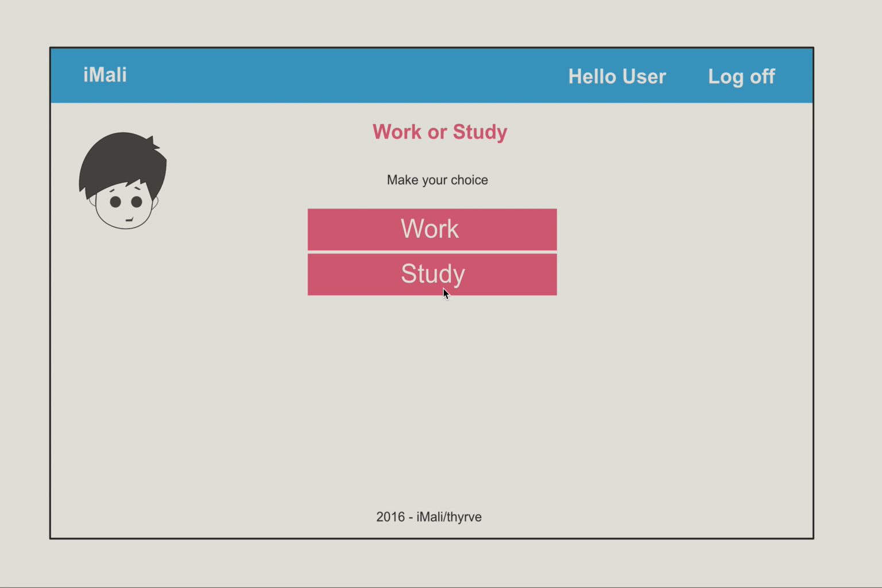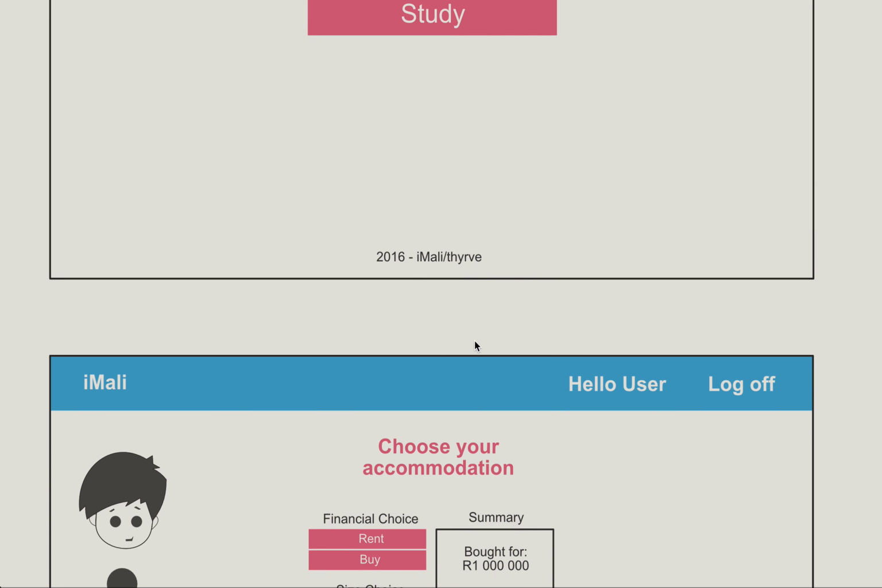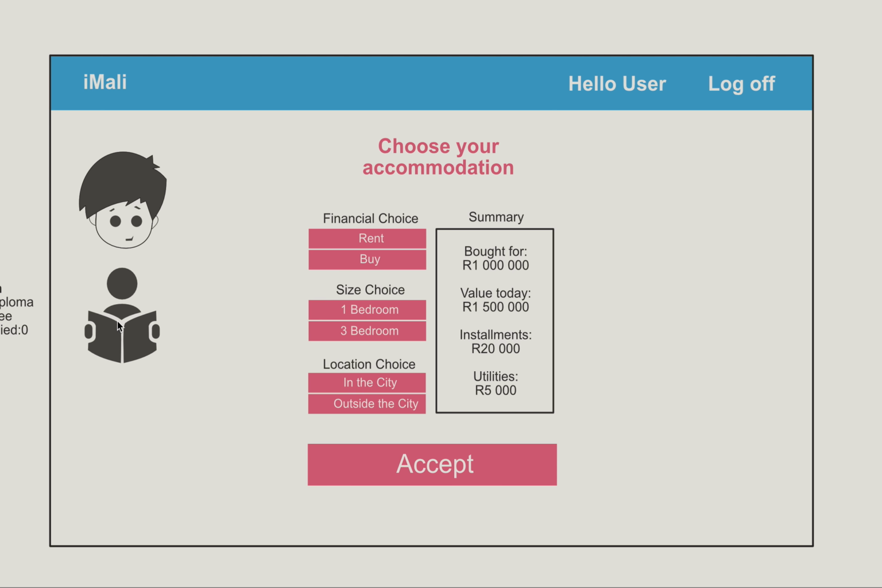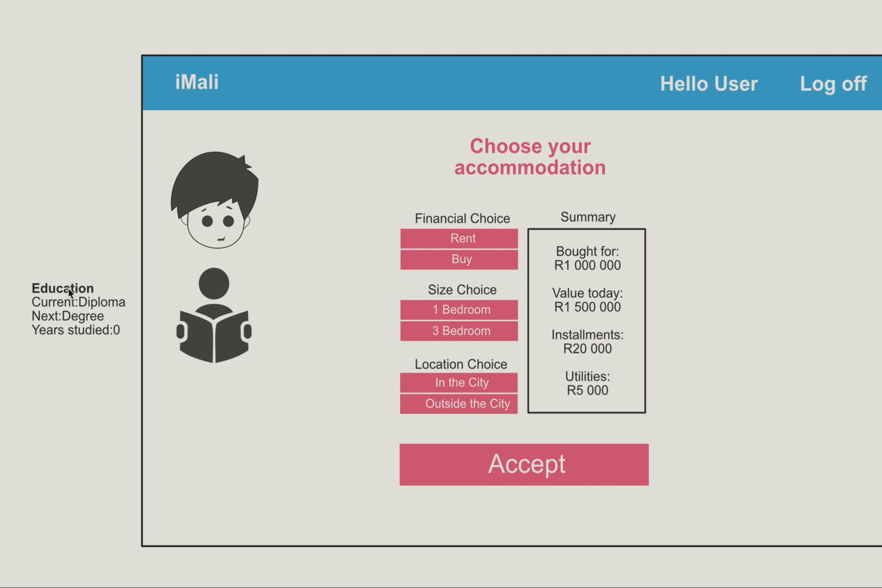Do they want to work or do they want to study? I like the idea of having text as the interface and then the information as icons. So I don't envision icons over here. We just have work, we just have study. And then let's say they click study, then we see that the study icon appears in the information bar. If they then click their mouse on top of it, they would see all that education information: current diploma, next will be the degree, amount of years studied, and so forth. And so the information panel starts to slowly grow once they've made decisions.